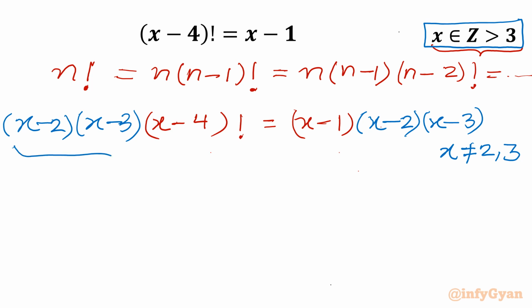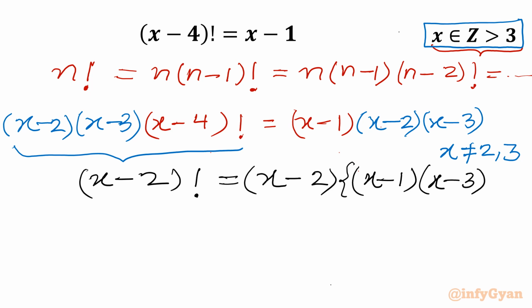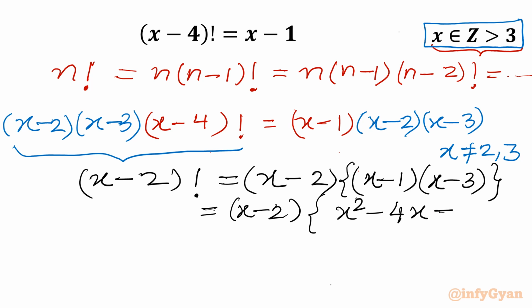Now from LHS, we can write using the recursive formula: this is (x − 2)!. And RHS I can write as (x − 2) times (x − 1) times (x − 3). Now let's simplify this curly bracket: (x − 2), and this bracket I can multiply: x² − 4x + 3.